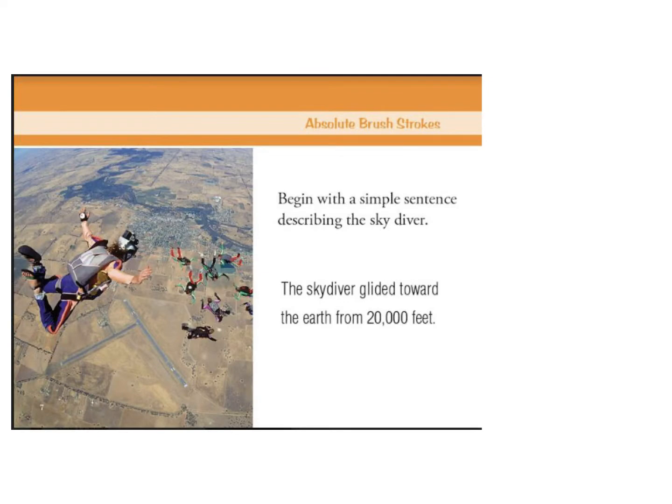All right, so if you look at this picture, you've got the skydiver, and he's falling to earth in a way that I'm not sure I would ever want to. But you begin with your simple sentence about the skydiver. So remember, a simple sentence is just one idea, one subject, one verb. So we've got our skydiver as our subject. He's gliding toward the earth from 2,000 feet. That's our verb, right? So we begin with that simple sentence.